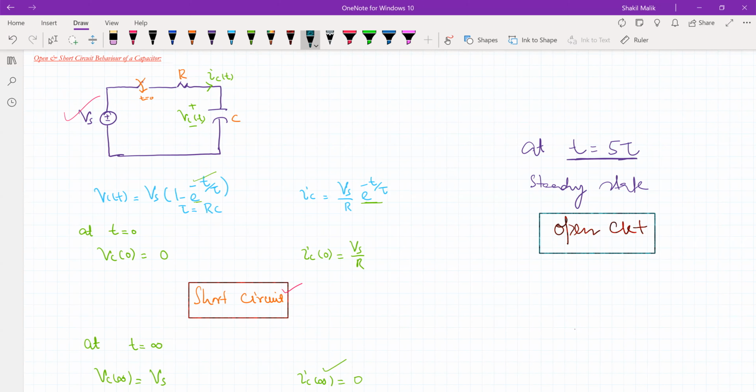Again, I am going to repeat, it does not open. The two plates do not separate. Open here simply means it has acquired the full value. Now the current will stop flowing. In that sense, the capacitor behaves like an open circuit. All right. I hope you have got the idea. Now, how does it behave like an open circuit and how does it behave like a short circuit, when you turn on the switch. All right. Okay, let me end this session here.